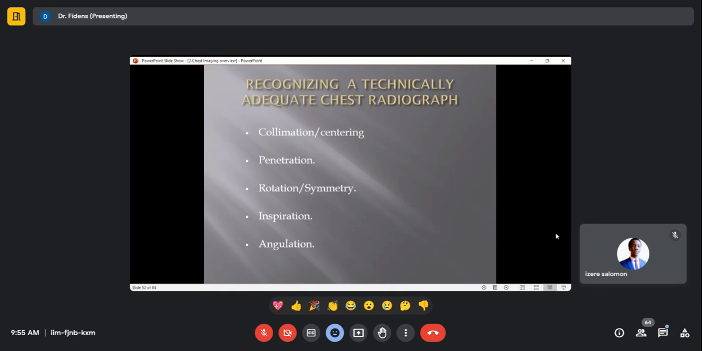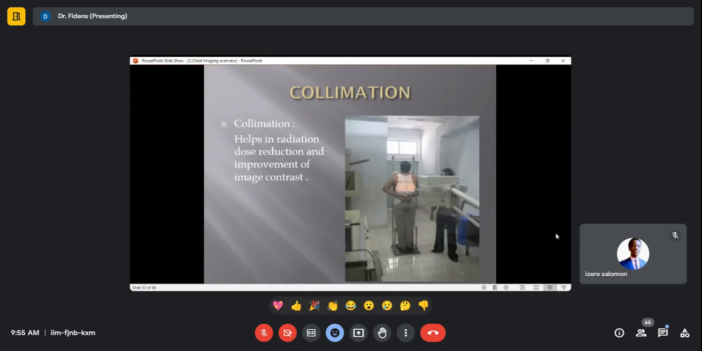I'll tell you how to analyze a chest radiograph afterwards, but these ones, the technical qualities, you should check first. Okay? I hope you don't forget to check them before you start analyzing. So let me show you now how they are done.